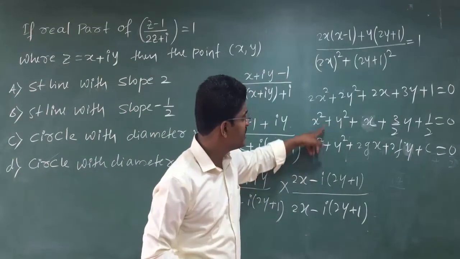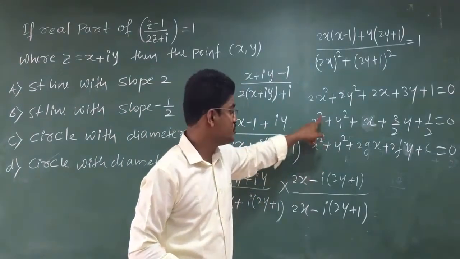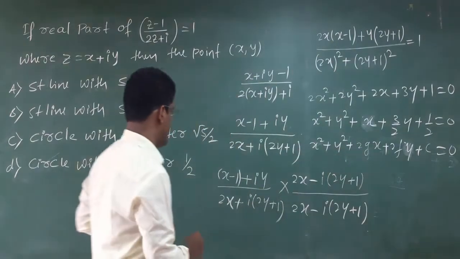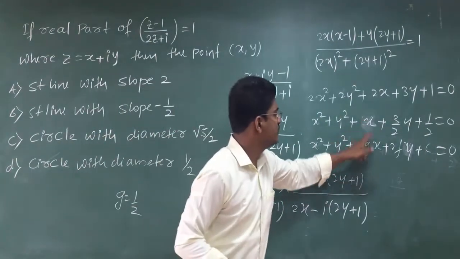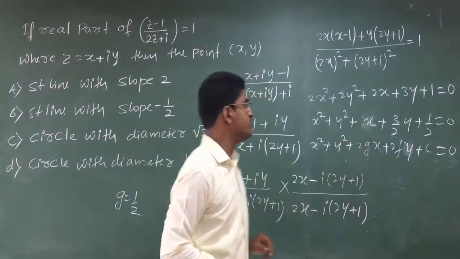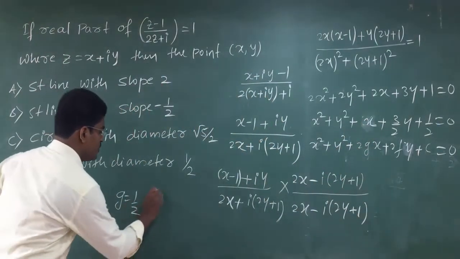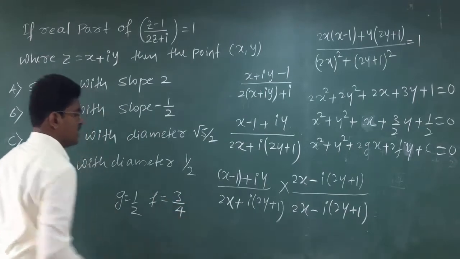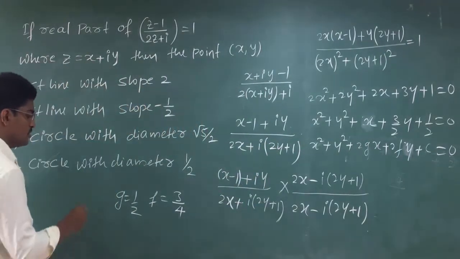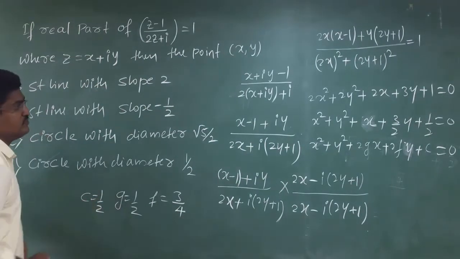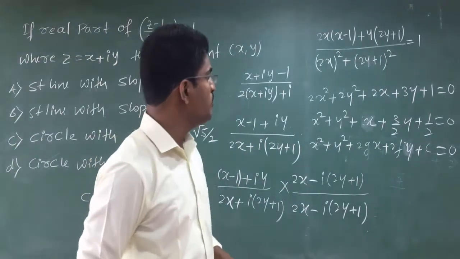If I compare these two, your g value will be 1 by 2. See here, if I compare these two, g value will be 1 by 2, f value will be 3 by 4, and c value is 1 by 2.